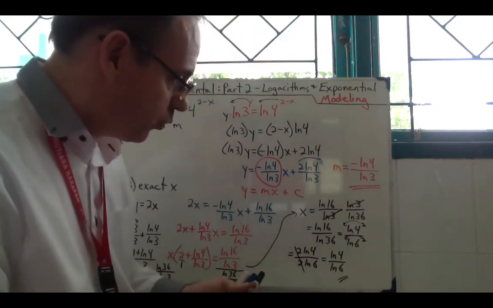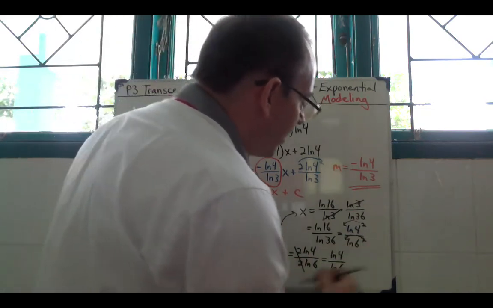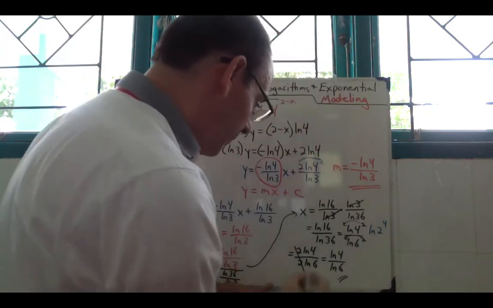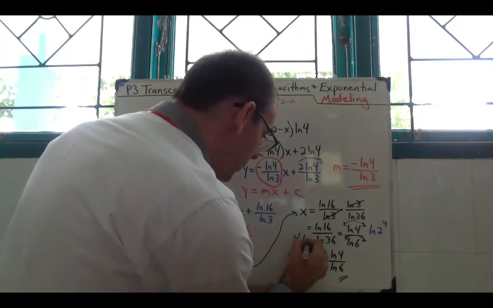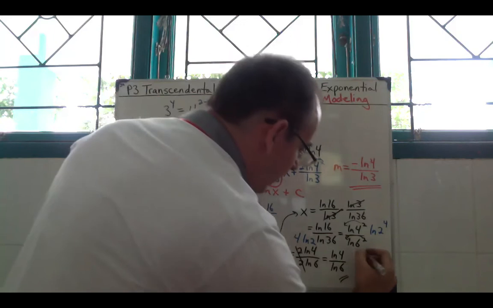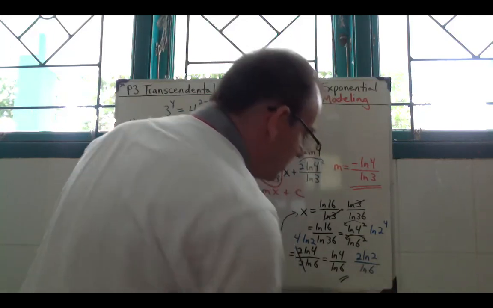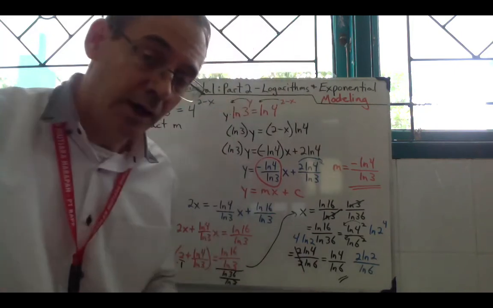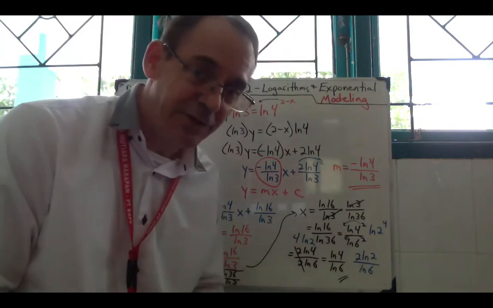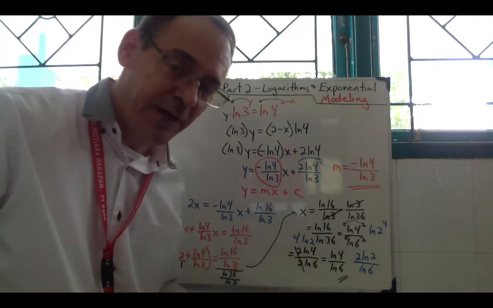Now, you might say, what if I had put, instead of 4 squared, ln 2 to the 4th, and over here got 4 ln 2, and then the 2 and the 4 cancel, and I get 2 ln 2 over ln 6. Is that okay? Well, it is okay. Technically, you do have the correct value.